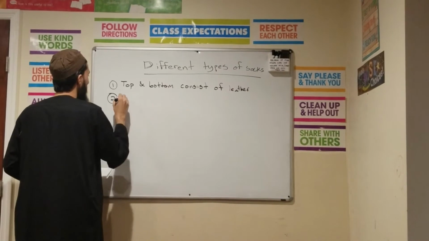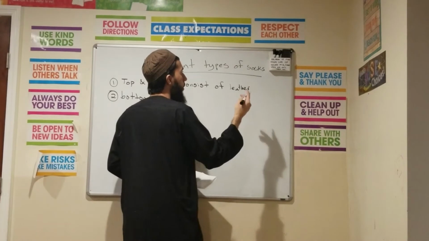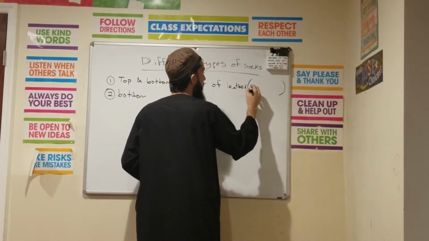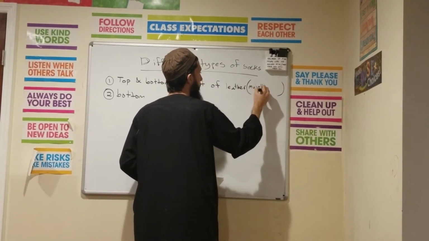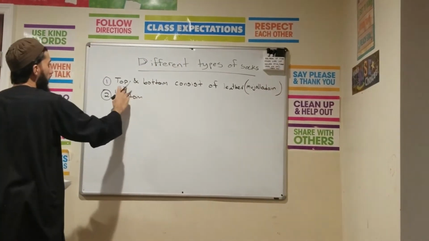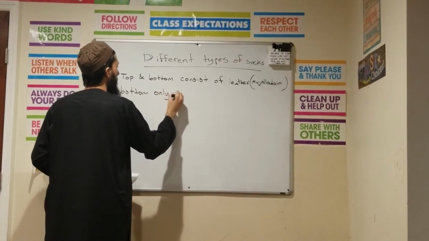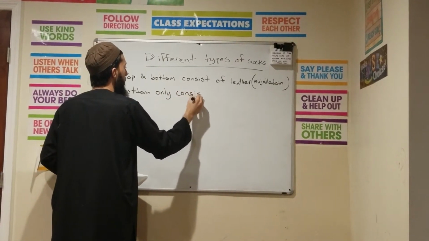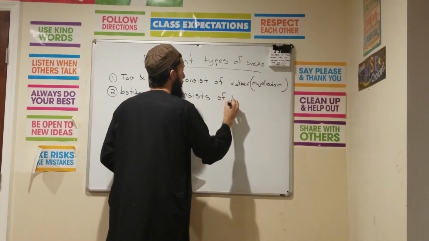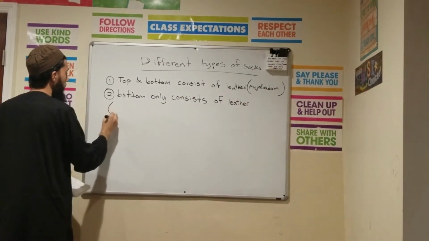The second type is... Do you mind writing the other name also? Can you write the other name also? Yeah, sure. You could write it in Arabic, that's fine. And it's mujalladain. The top and the bottom consist of leather. The second is called muna'alain, which the bottom only consists of leather. The part that touches the floor? Yes. Okay.